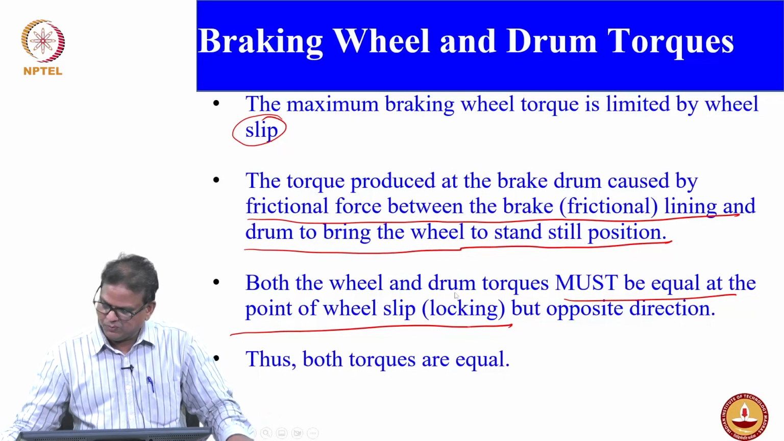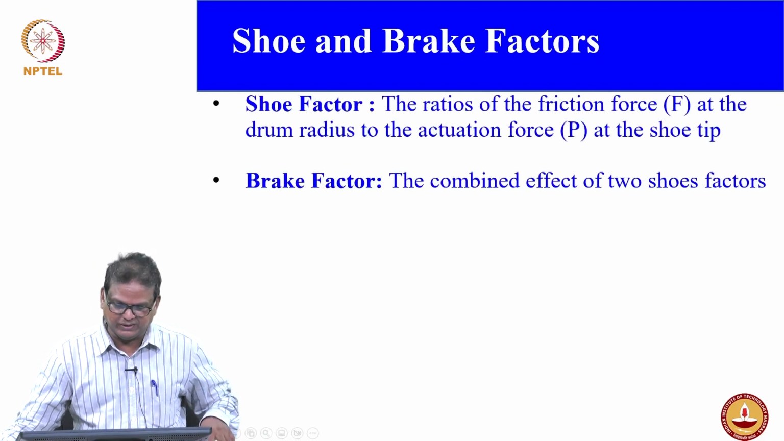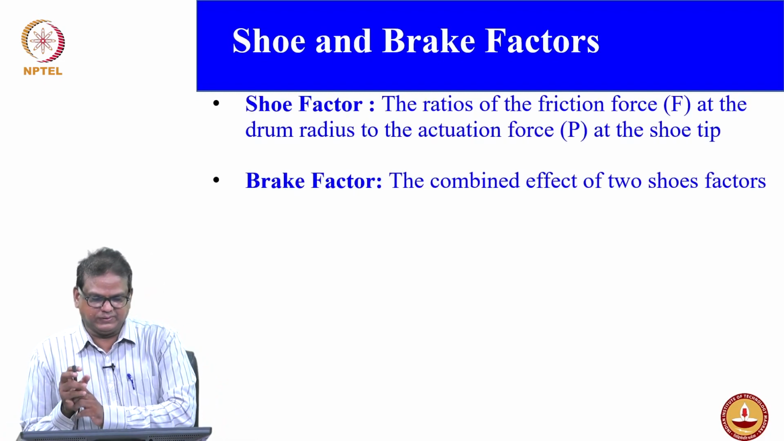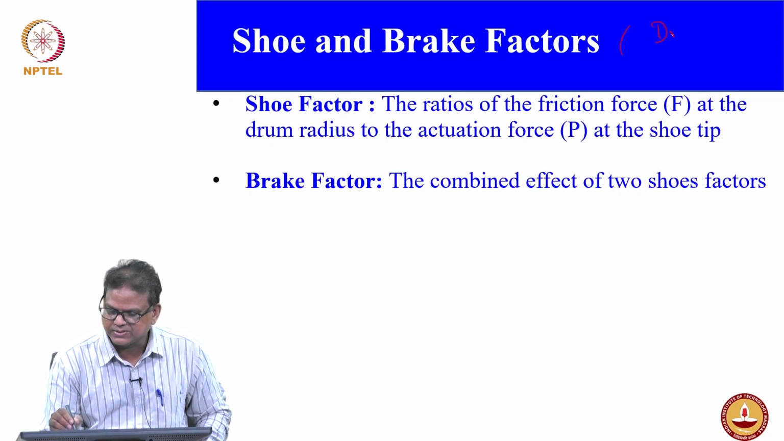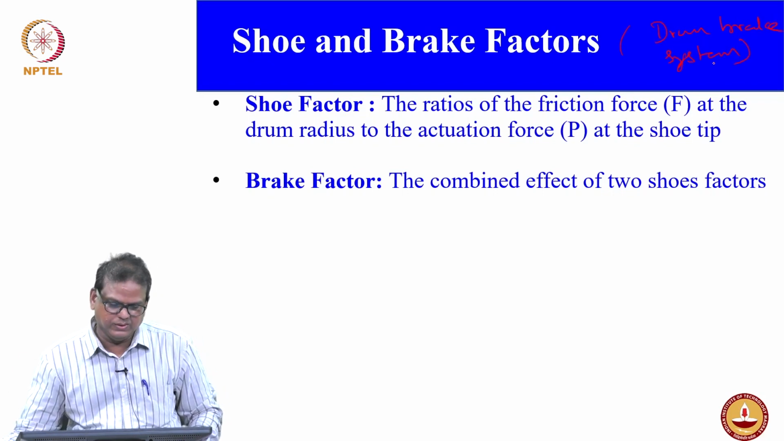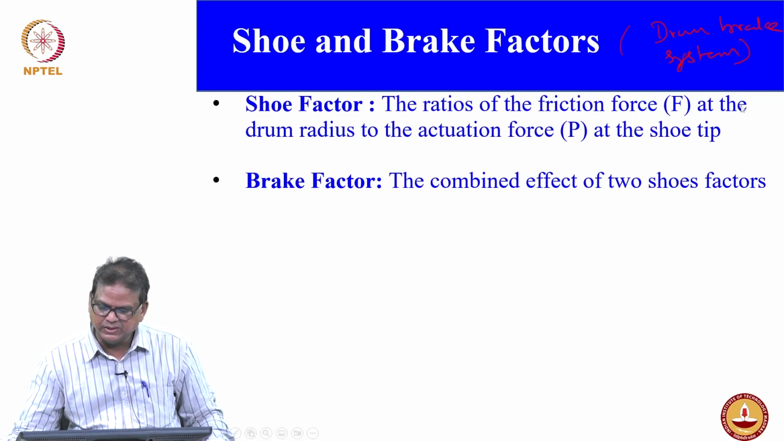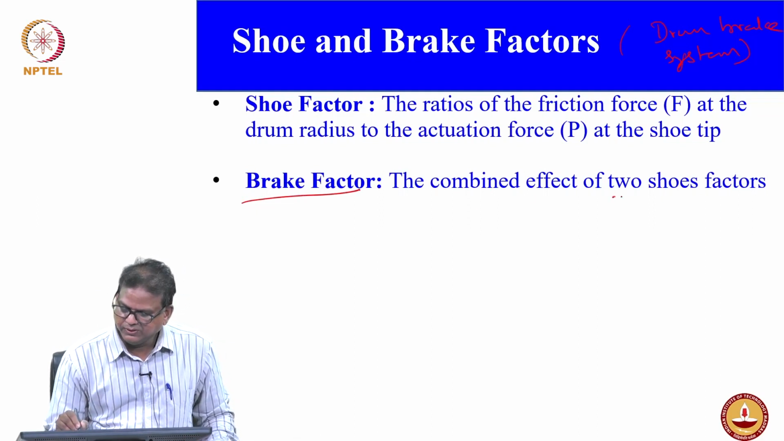Now we will move on to understand the shoe factor and brake factor. The shoe factor is the ratio of the friction force. Now we are talking with respect to the drum brake system. We will discuss the disc brake also as we move on. The shoe factor is the ratio of the friction force at the drum radius to the activation force P at the shoe tip. The brake factor is the combined effect of two shoes.